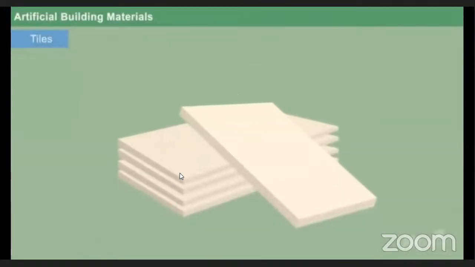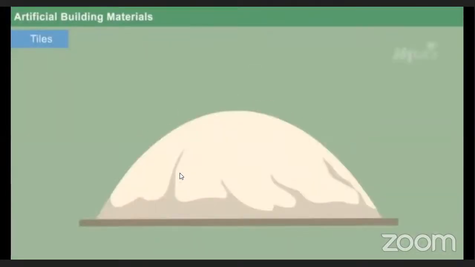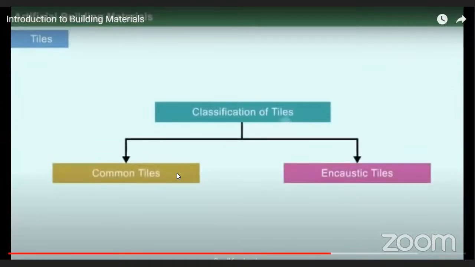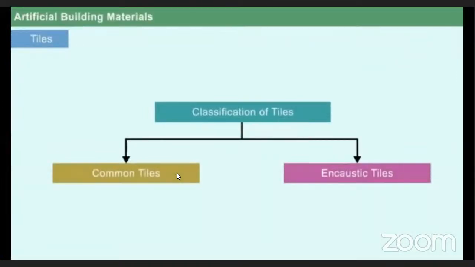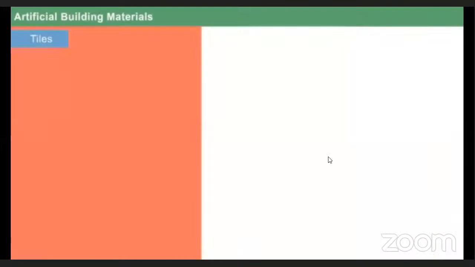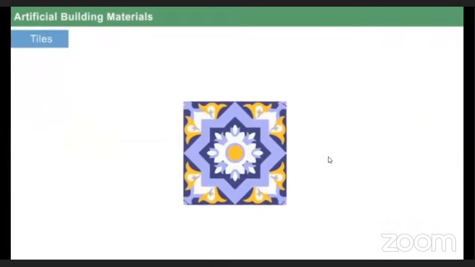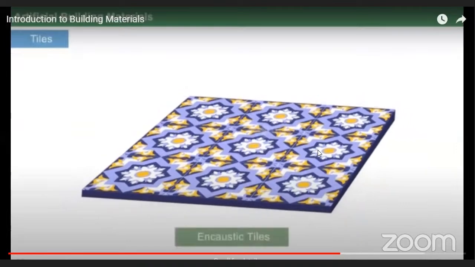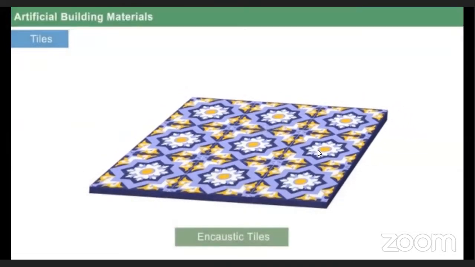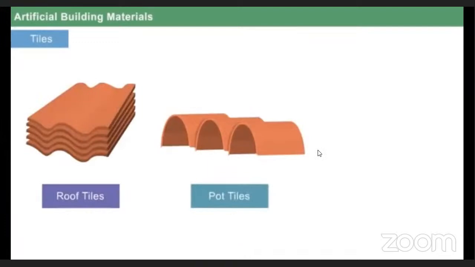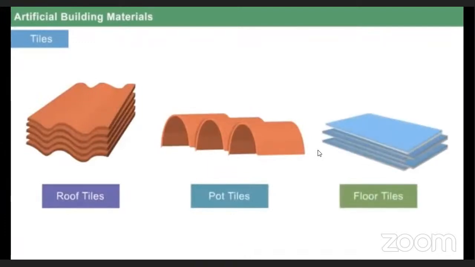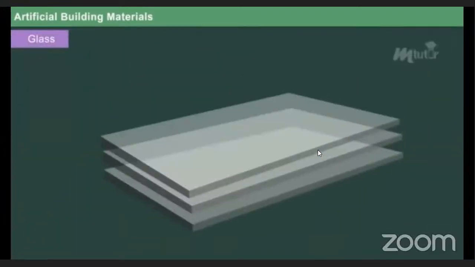Tiles. Tiles are produced using hard-wearing materials like ceramics. Based on the application, tiles are classified into two types: common tiles and encaustic tiles. Tiles that are used for paving, flooring, and roofing are common tiles, whereas tiles used for decorative purposes are known as encaustic tiles. Some examples of tiles are roof tiles, pot tiles, and floor tiles.